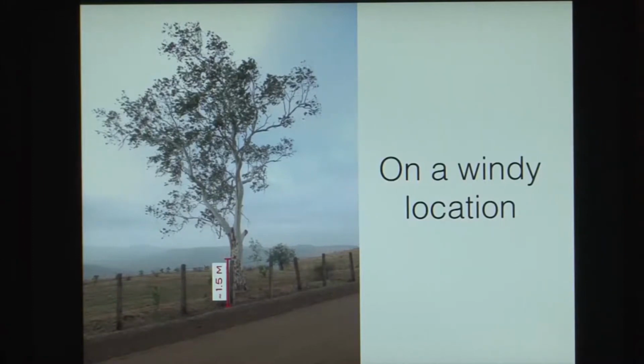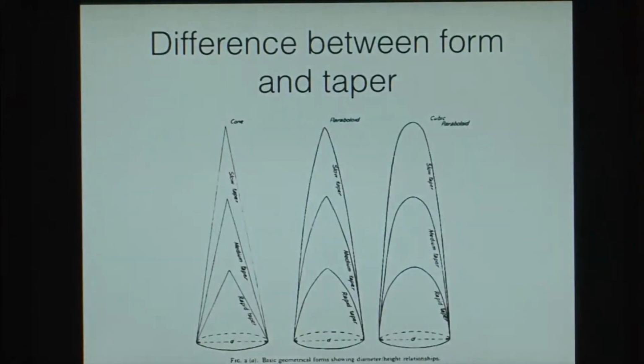Now, to sum up, we have seen form and we have seen taper. So, what is the difference between taper and form? In these three images we observe three different forms. Remember, form is a shape. Here we are seeing three different shapes. On the very left side we are seeing a cone, so it is a conical shape or a conical form. In the middle we have a paraboloid shape, and to the very right we have a cubic paraboloid shape. Whenever we are talking about shapes, we are referring to the forms.